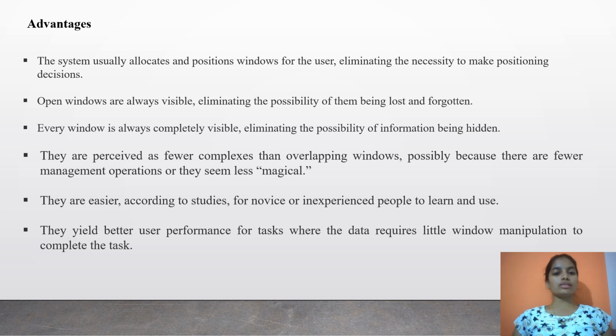Every window is always completely visible, so with one tile after the next tile there is no overlapping, and each window is completely visible, eliminating the possibility of information being hidden. They are perceived as less complex than overlapping windows, possibly because there are fewer management operations or they seem less magical. They are easier, according to studies, for novice or inexperienced people to learn and use. The tiled window is very easy and flexible for novice or inexperienced users. They give better performance for tasks where the data requires very little window manipulation to complete the task.